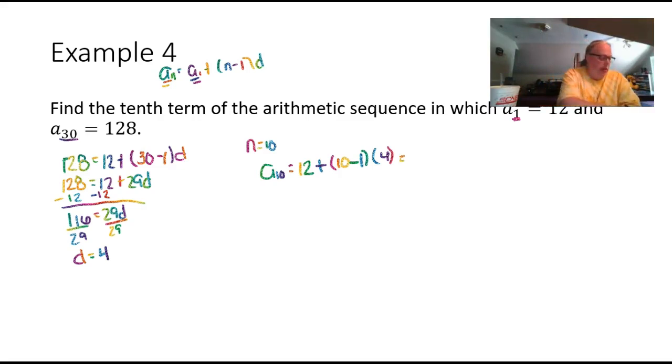And we can put that all in the calculator at one time. And it gives me 48. So the 10th term for our sequence is going to be 48.